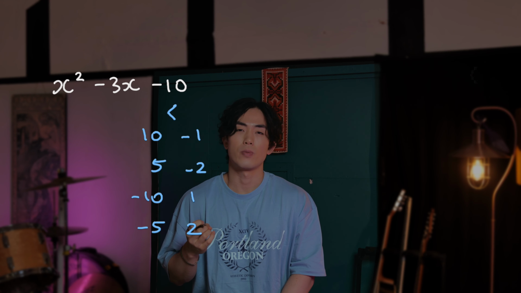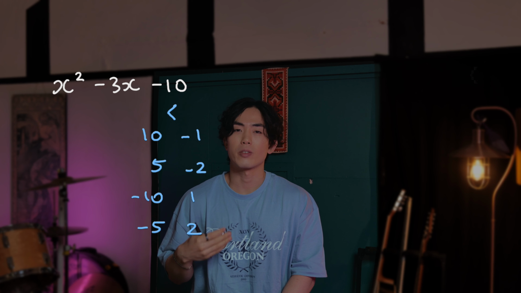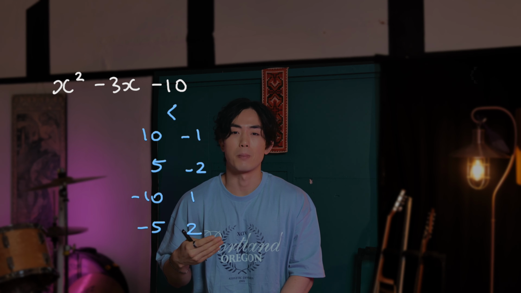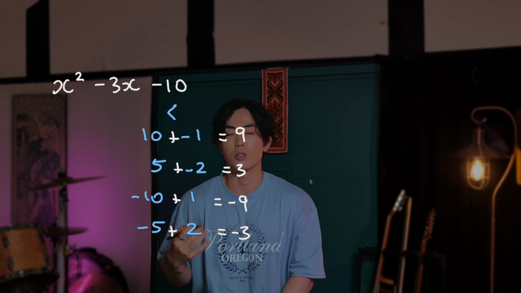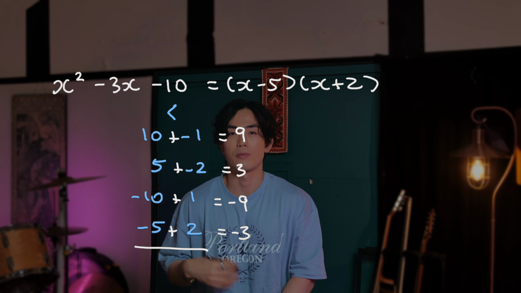So minus 10, I can have 10 times minus 1, 5 times minus 2. And you can also have the opposite signs. Now, to think of the pair which gives us minus 3 when we sum them up, that's going to be this minus 5 plus 2, which is minus 3. So it's going to be x minus 5, x plus 2 as the factorized form.